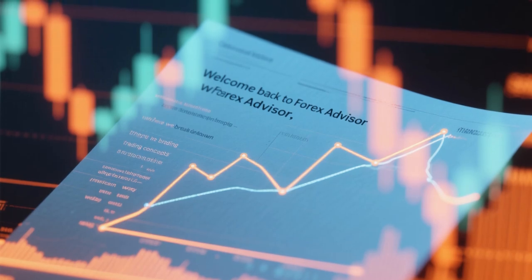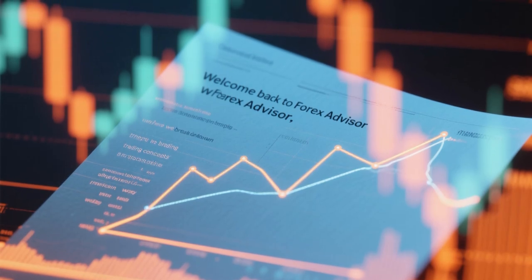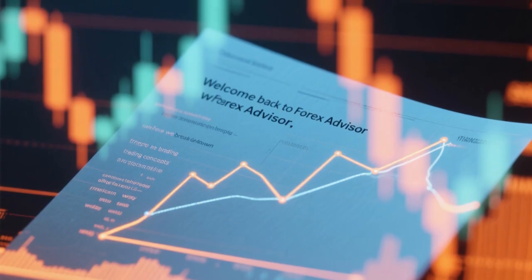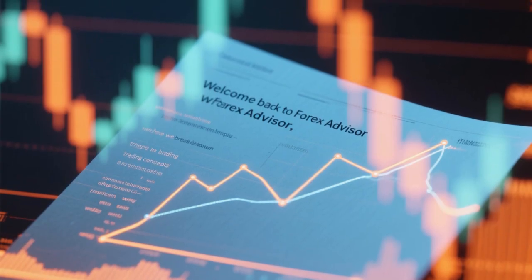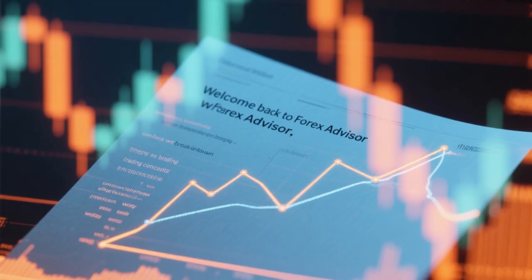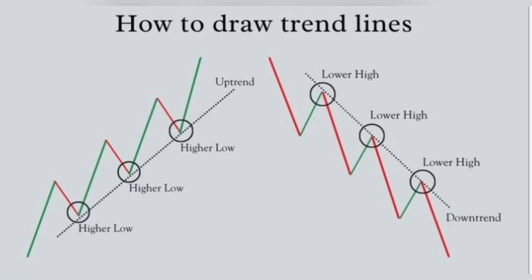Here we break down trading concepts in a simple and practical way. Today, we focus on one of the most powerful tools in technical analysis, the trend lines. Whether you are a beginner or refining your strategy, understanding how to draw and use trend lines can dramatically improve your trading decisions. Trend lines are one of the most fundamental tools in technical analysis. They are imaginary lines that connect key price points, helping traders visualize the direction of the market.